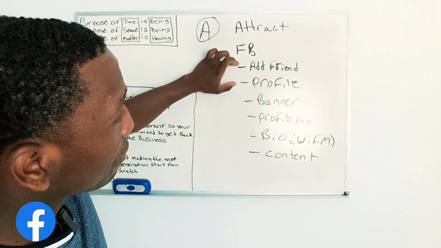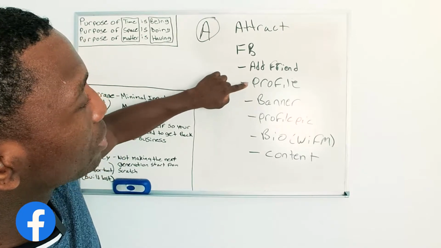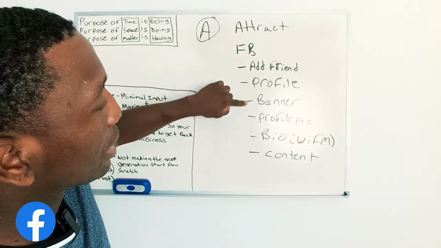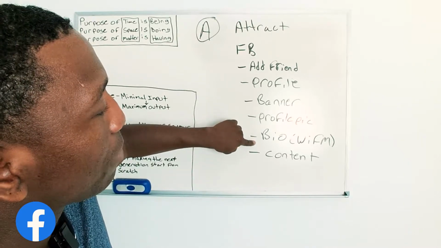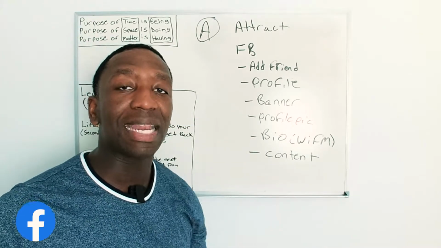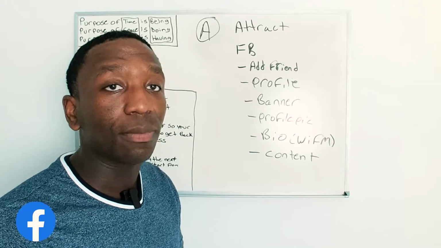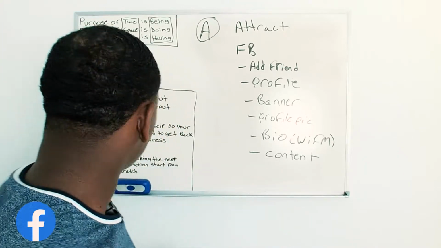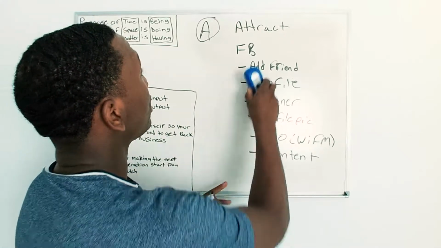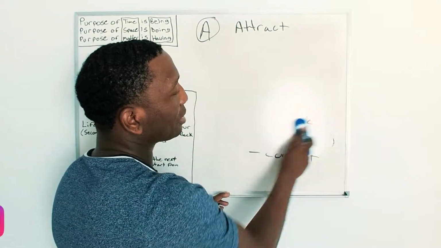So you're going to start adding friends. But before you do that, you want to make sure that you got your profile set up, you got your banner, your profile pic look welcoming, and then right here for your bio, you got a WIFM statement that actually tells people how you're going to help them. And then right here, boom, you got to have the content as well, right? All right, so let's go to the next platform. The next platform we're going to look at is Instagram, right?